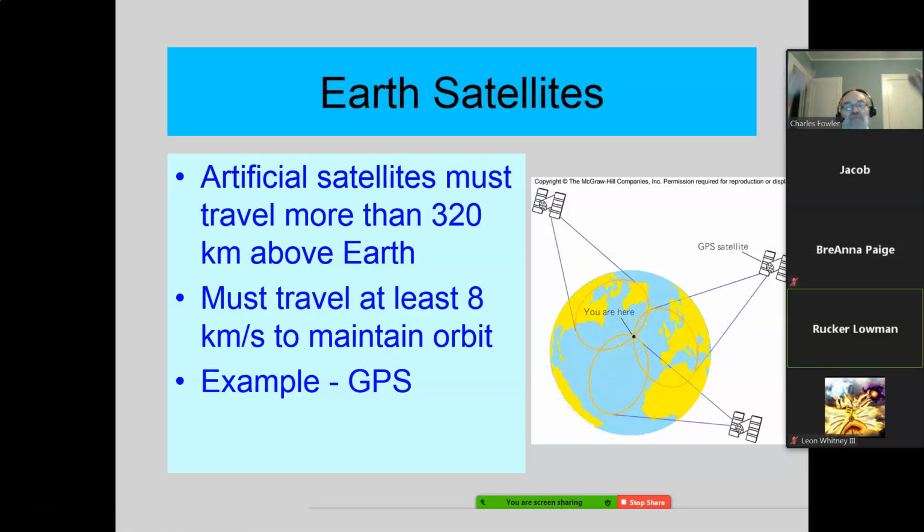That's how GPS works. You have to have signals from at least 3 geosynchronous satellites. If you don't, you do not know where you are. Now, you may have more than 3. That helps you pinpoint and know exactly where you are. But you have to have at least 3. Okay. That's Earth's artificial satellites.